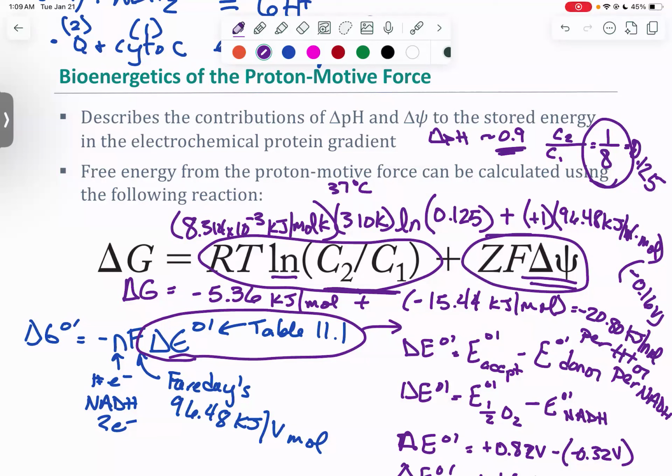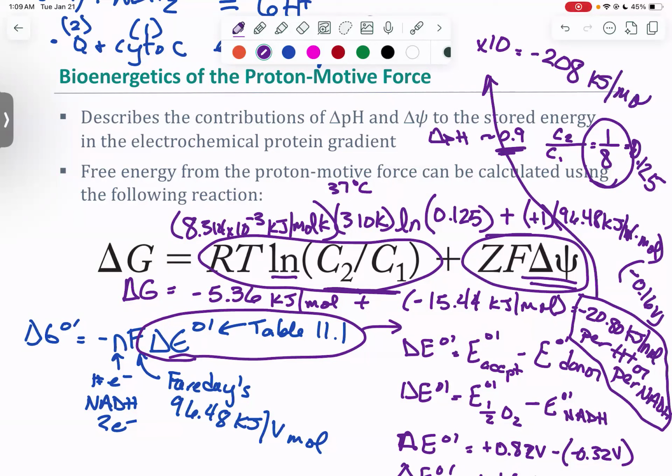But when we look at how many protons we are going to translocate, we're going to be translocating 10. So we want to multiply this. I'm so running out of room. My goodness. We're going to multiply this times 10. So you're going to get about negative 208, right? Kilojoules per mole. Don't look at my sig figs.